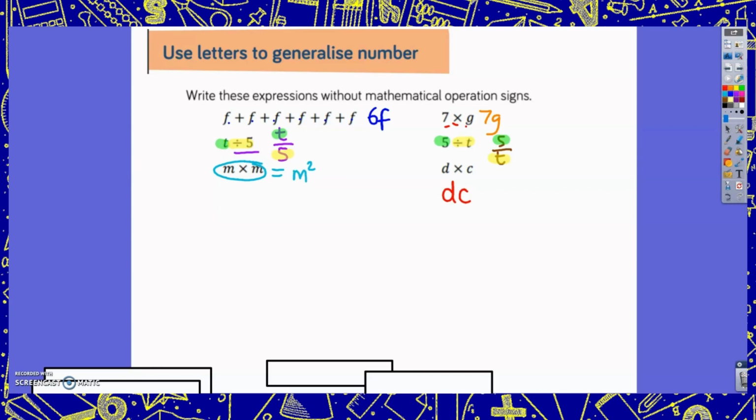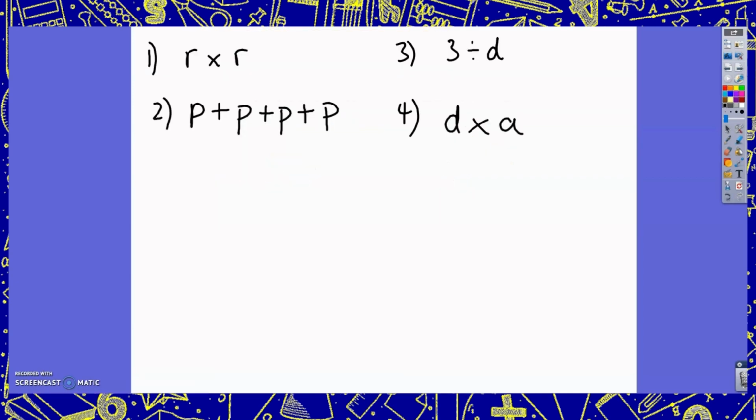Now I'm going to give you a couple down the bottom for you to have a little go at, and then I'll reveal the answers afterwards. If you need to re-watch the explanation, please re-watch the explanation that was given before. I'd recommend you pausing in a moment, because I'm going to go through the answers in 5 seconds. So 5, 4, 3, 2, 1.